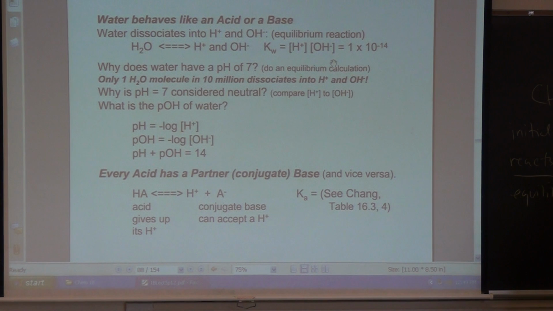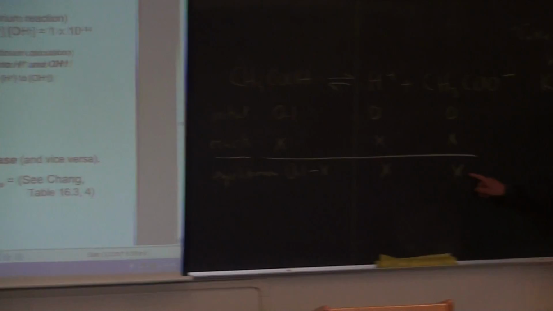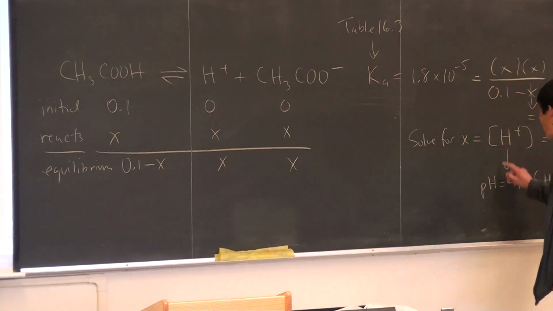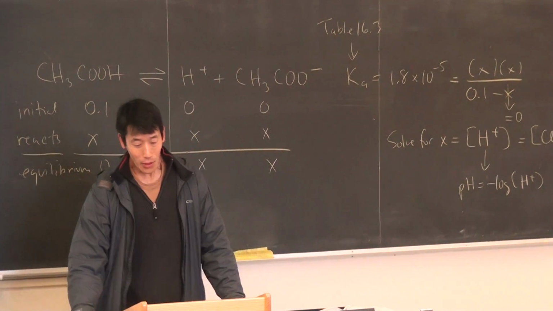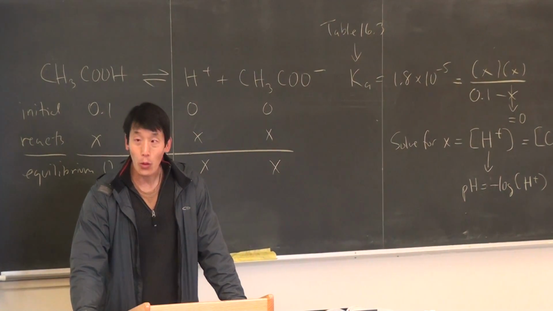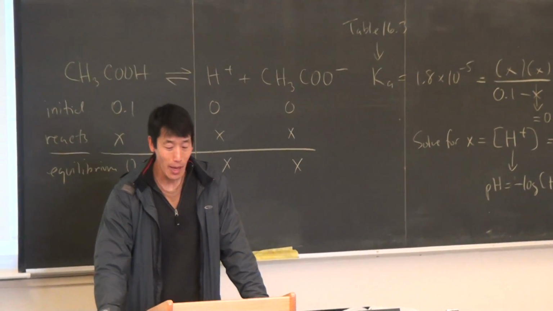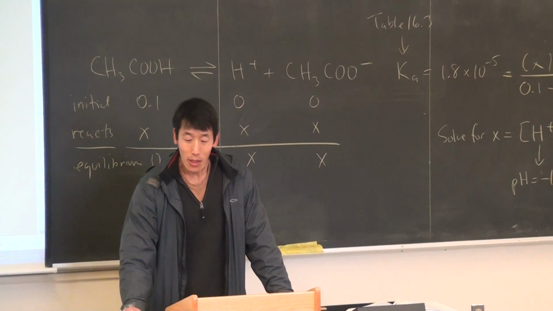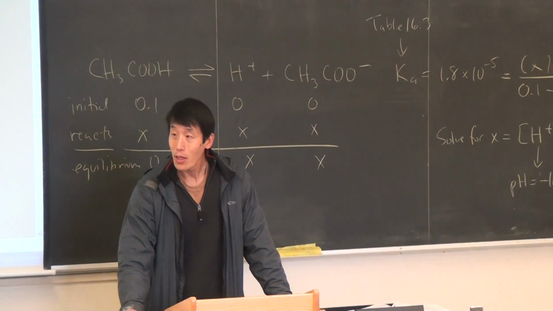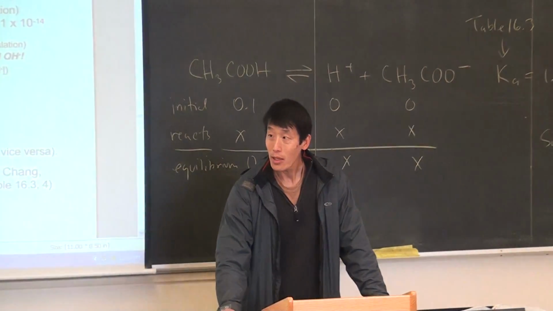Yes, we do an equilibrium calculation. We do the same thing we did here, except we have a different equilibrium constant. We solve for x equals H plus, and calculate pH. The pH of water equals 7. If the pH of water is 7, that means only one water molecule in 10 million dissociates into H plus and OH minus. So it's only 1 in 10 million that does anything.